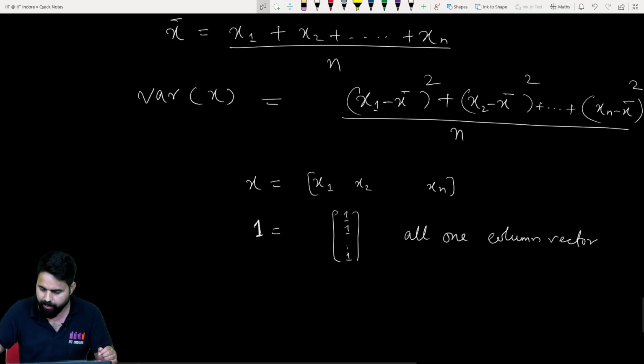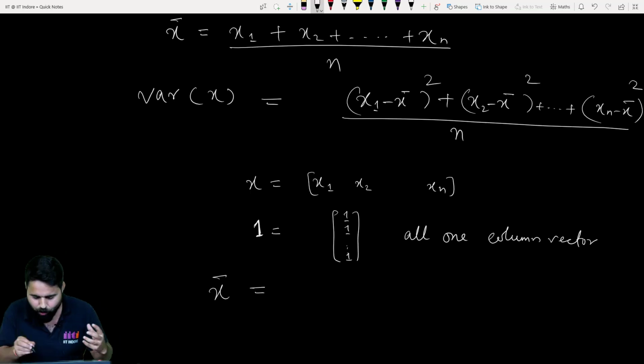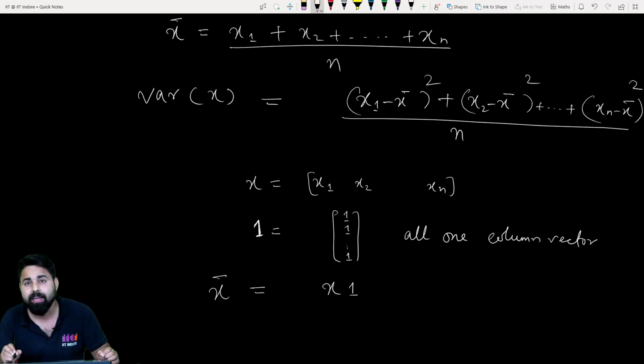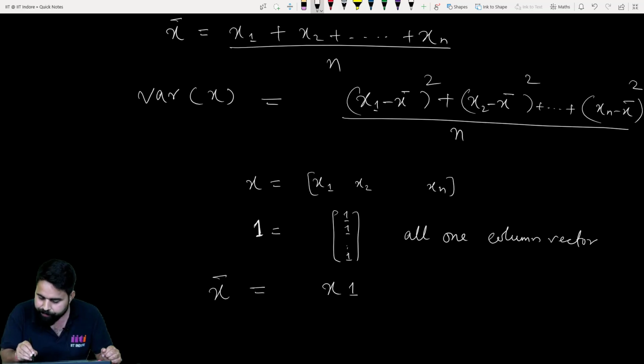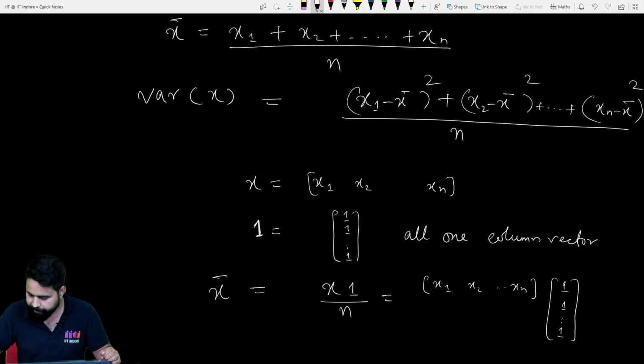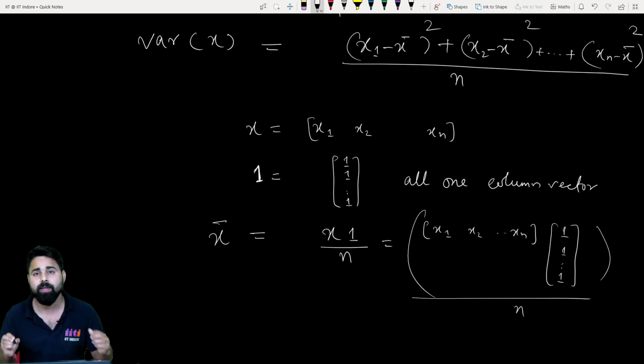Now how can I write x bar? I can write x bar just by the product of x and the all-ones vector. So what will this quantity be? This is nothing but summing every entry of x, and then dividing this sum by n. So let me write it: x1, x2, up to xn, and we are making this product, divided by n. So basically x1 plus x2 up to xn, and then we divide this whole quantity by n. Very, very simple.